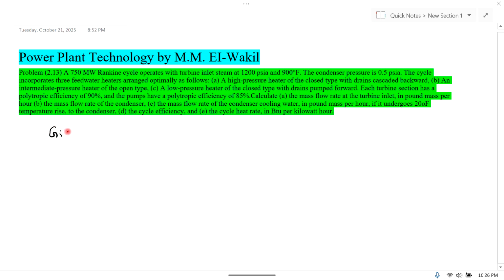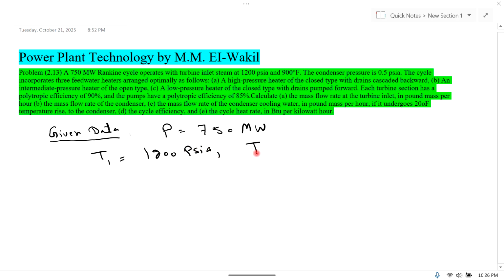So, in given data, the power of the cycle is 750 megawatt. Operates with turbine inlet steam at 1200 psia. P1 is the inlet pressure of the turbine, which is equal to 1200 psia, and the inlet temperature of the turbine is 900 degree Fahrenheit.